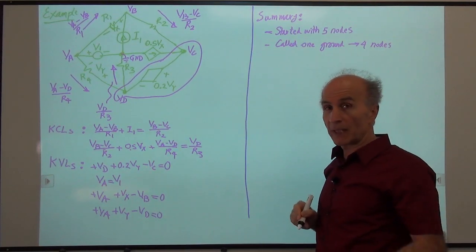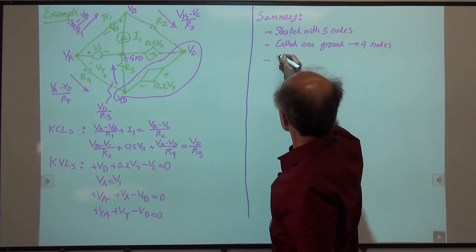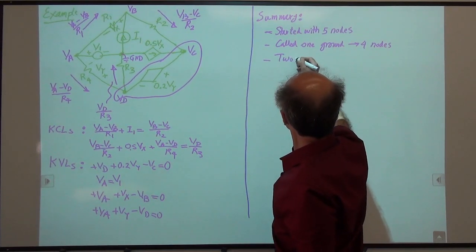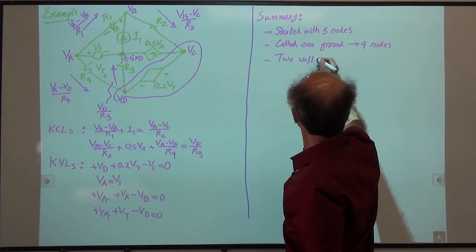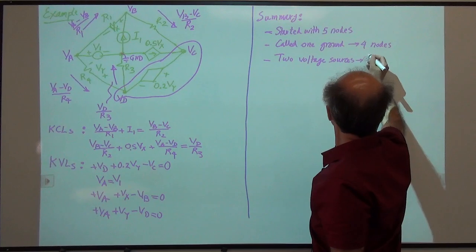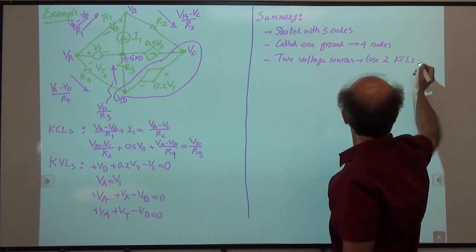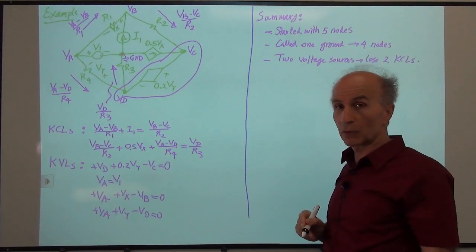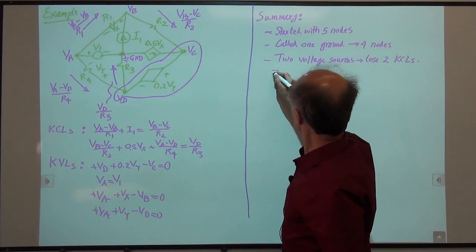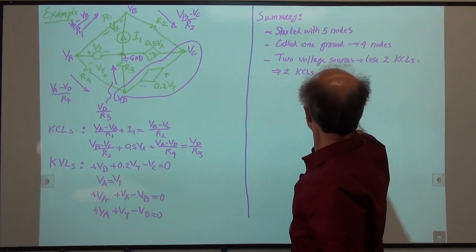Okay? But then we have 2 voltage sources. So we lose 2 KCLs. Okay, so we have only 2 KCLs left.